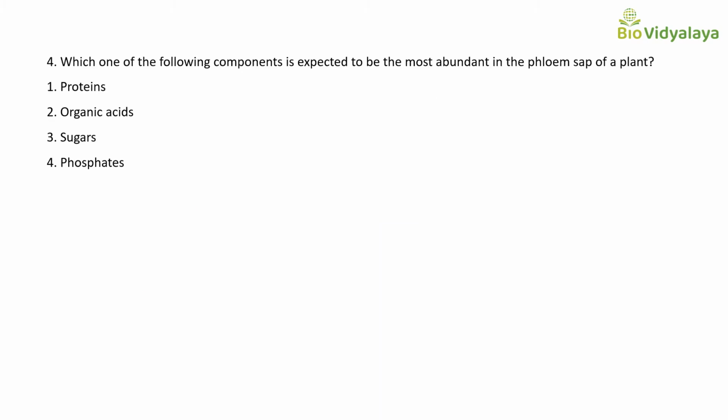Which one of the following components is expected to be most abundant in the phloem sap of a plant? Option 1 protein, option 2 organic acid, option 3 sugars and option 4 phosphates. We all know that phloem is for the transportation of sugar and xylem for the transportation of water. And sucrose is the main sugar in the phloem sap. So the answer is option 3, sugar.